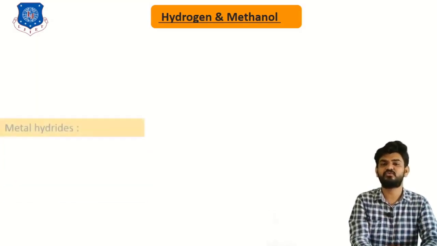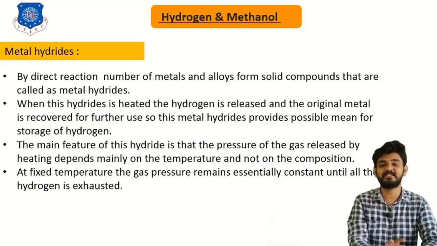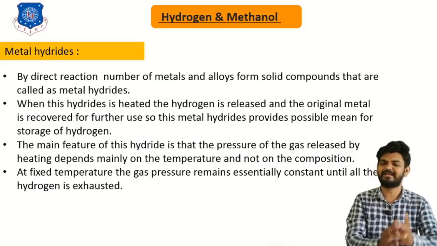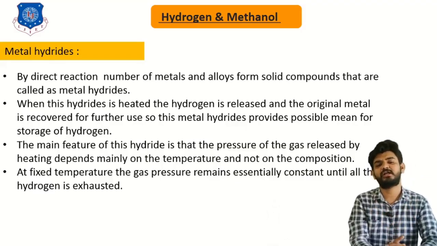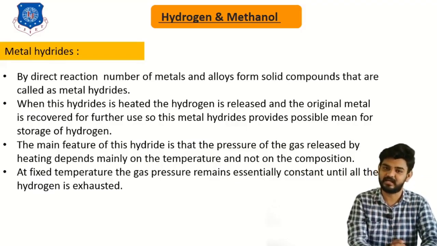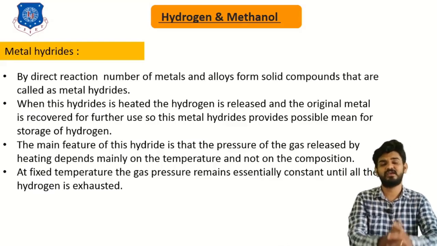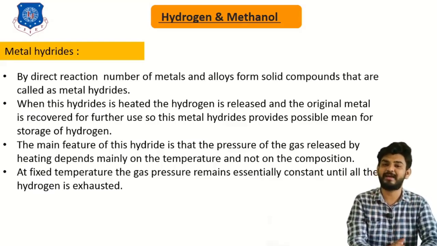Now let's move to the next storage system, that is metal hydride. By direct reaction, a number of metals and alloys form compounds that are called metal hydrides. So what we do is store this hydrogen in the form of metal hydride.